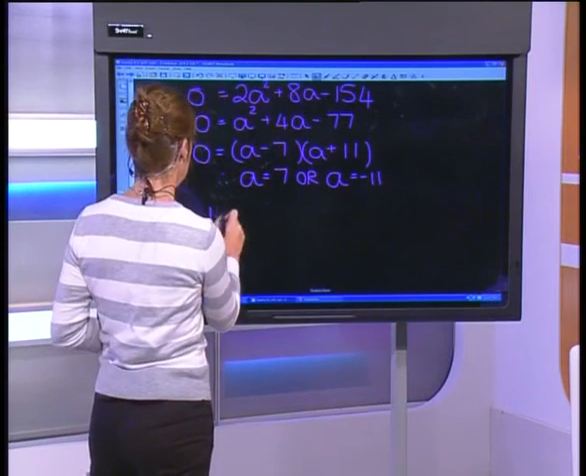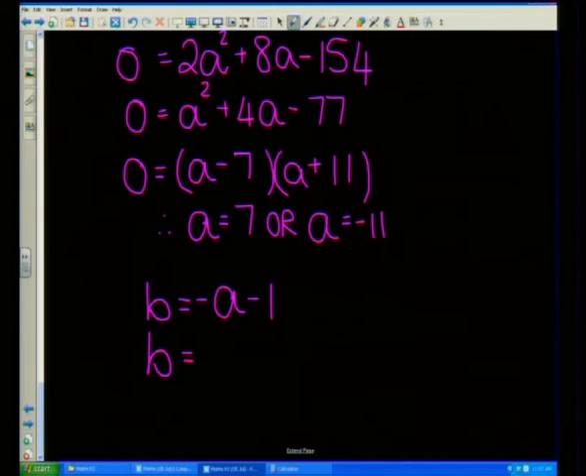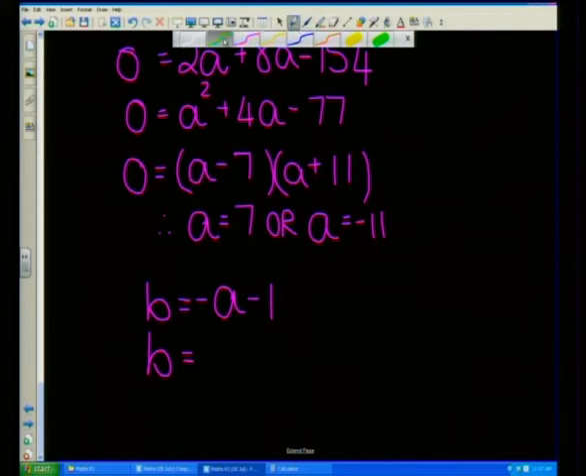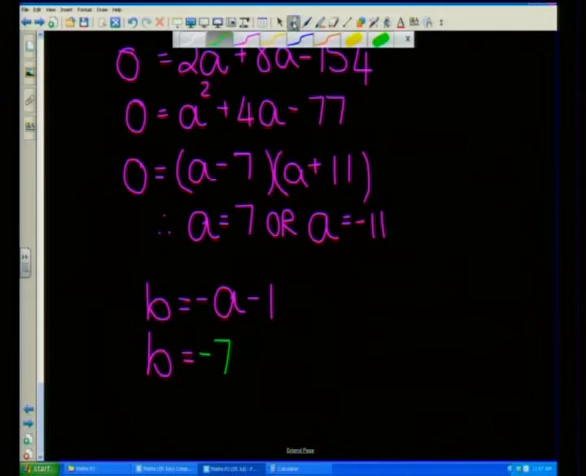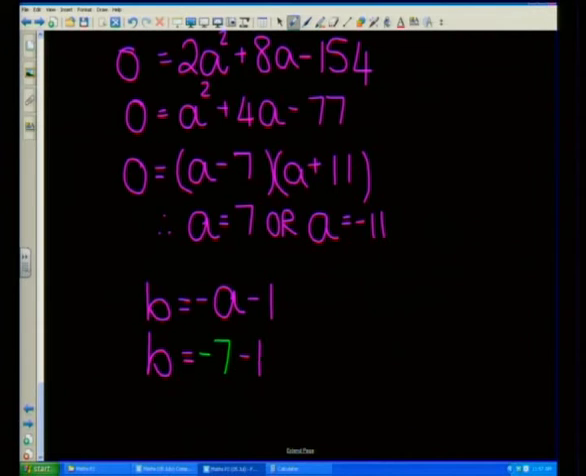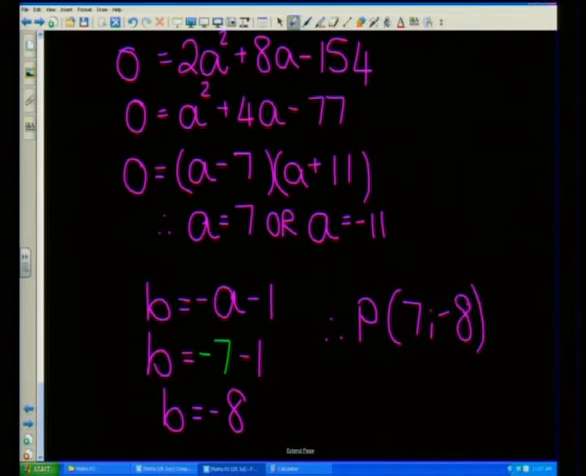So b equals negative a minus 1. And you agree that we've already just solved that a is the value of 7. So we're going to say negative 7 minus 1, and we get an answer for b of negative 8. So finally, we have solved for the coordinates of p, which is going to be 7 and negative 8.